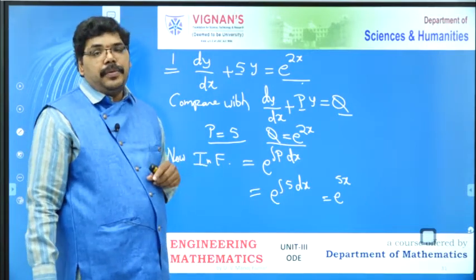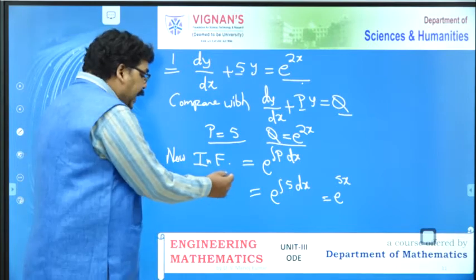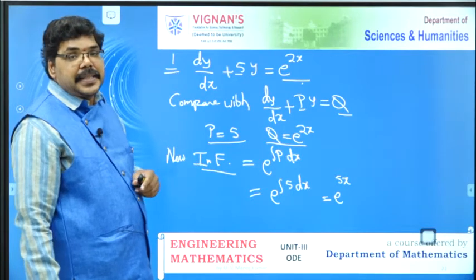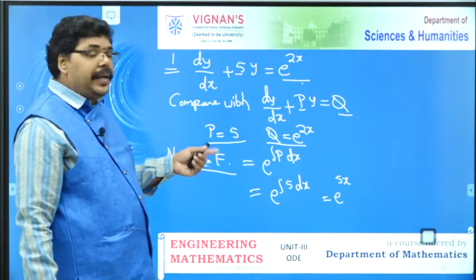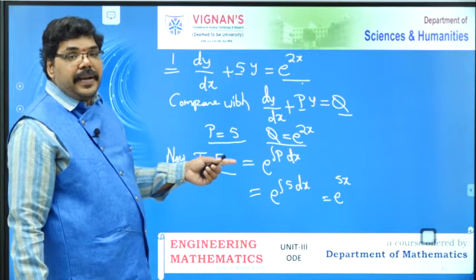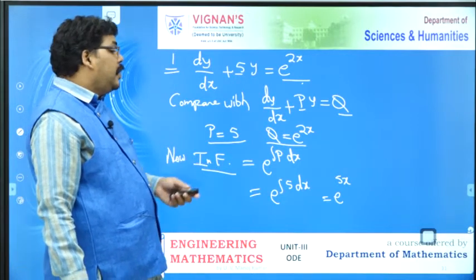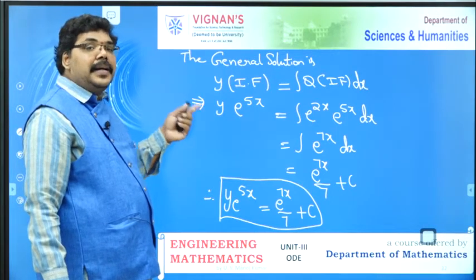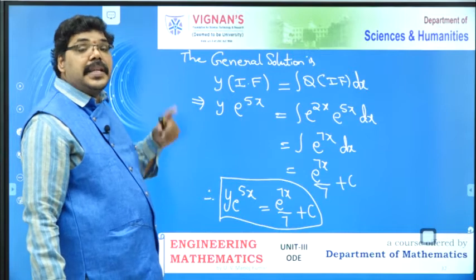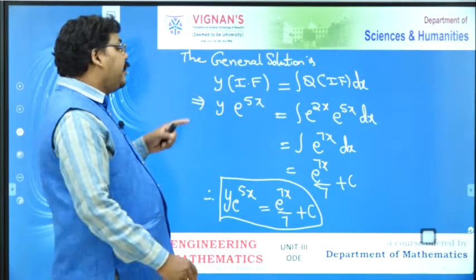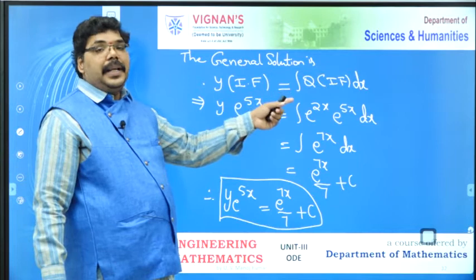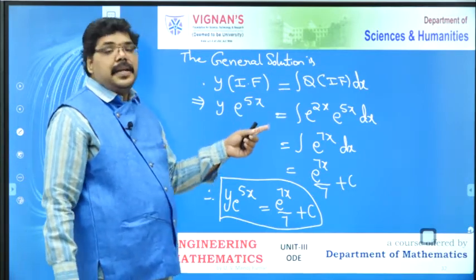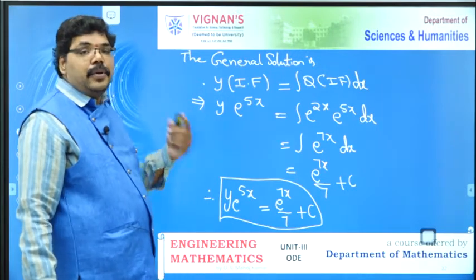After knowing the values of p and q, first you calculate the integrating factor, IF. What is its formula? E power integral p dx. So p is already 5, so integral 5 dx, e power integral 5 dx becomes e power 5x. After calculating the integrating factor, substitute it in the standard general solution. What is the general solution? Y into integrating factor equals integral q into integrating factor dx. So substitute integrating factor e power 5x, simplify, integrate and conclude.